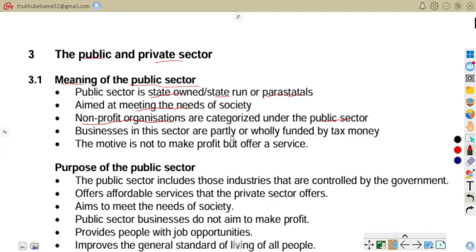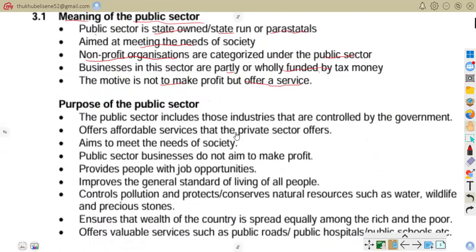Businesses in this sector are partly or wholly funded by tax money. Money comes from citizens. They use taxes to build schools and hospitals. The motive is not to make profit, but to offer services. Their main aim is service, not profit. That is the main aim of the public sector. The focus is public welfare, for example, free education. Now let us move on to the purpose of the public sector.